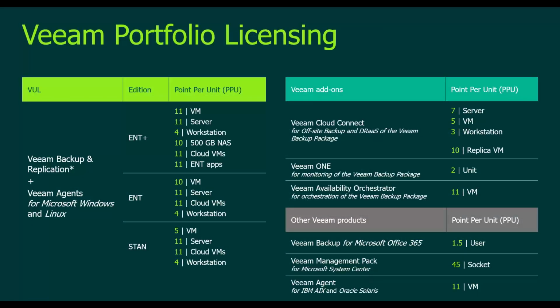So in the VBR licenses, whatever edition you have, alongside the normal counters that we all use, which are VM and service, you will now see the Cloud VM counter. And this Cloud VM counter is the license counter for any public cloud product, whether it's AWS, Azure, or GCP when it gets integrated with VBR. It will be the Cloud VM.